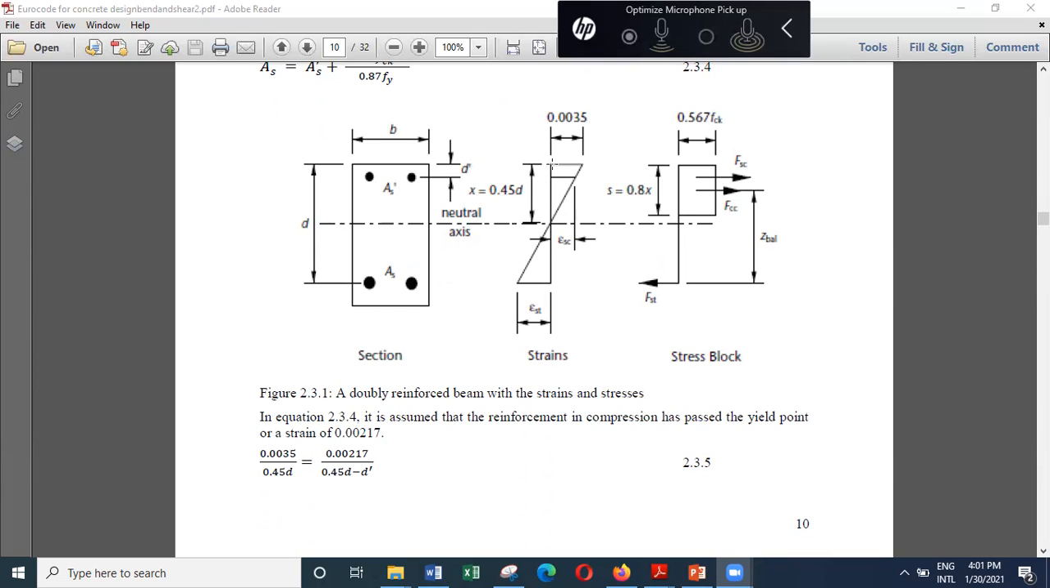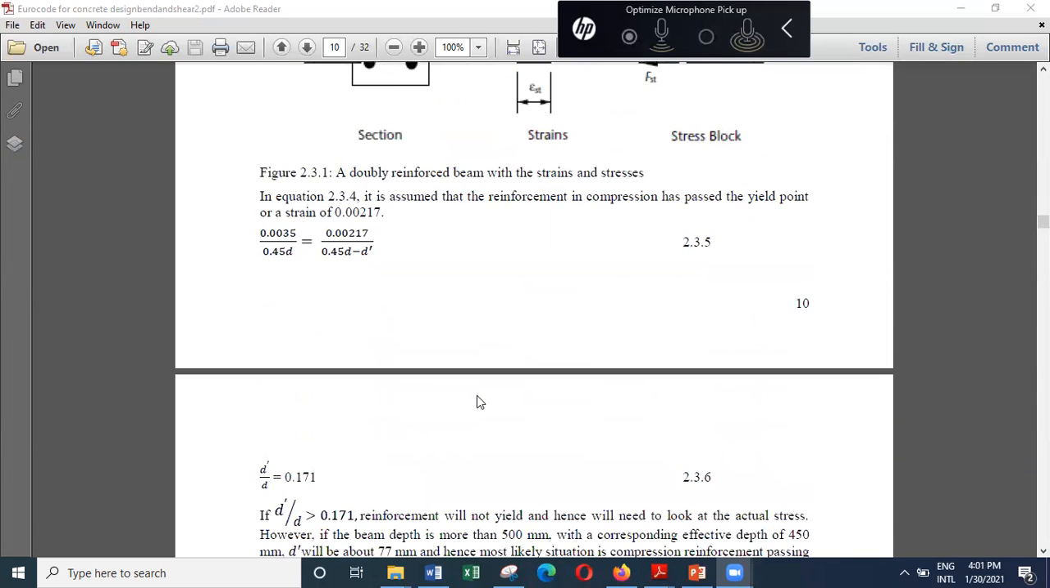So because of that reason, we say for this to be true, this should be more than 0.00217. So you can use similar triangles: 0.00217 divided by x minus d dash, and x is equal to 0.45d, is equal to 0.0035 divided by x, which is 0.45 times d. From this, we can find the d dash over d ratio, and d dash over d ratio is 0.171.